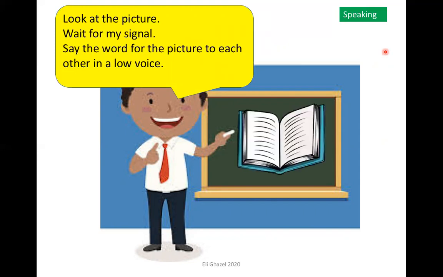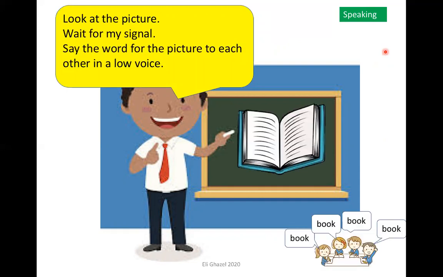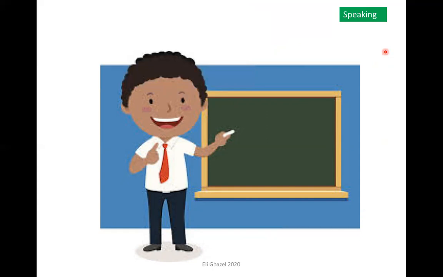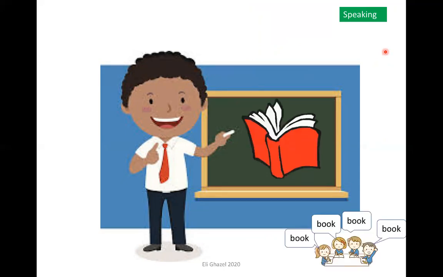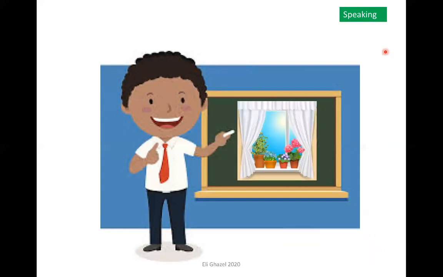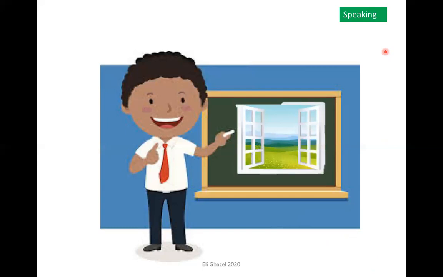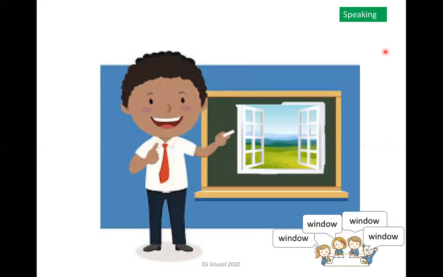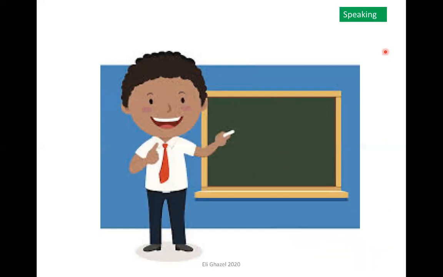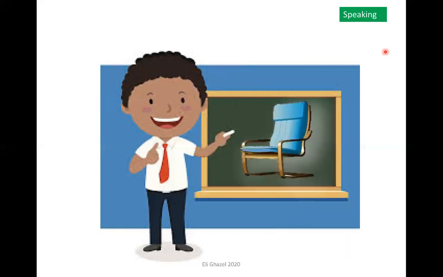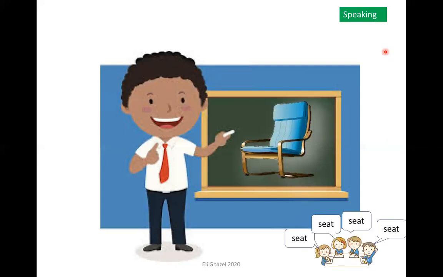Let's try it. You put a picture of a book, you signal, and the kids will say book. You remember, you don't repeat the instructions for every picture, only when you start. You put a picture, you signal, and the kids will say book. You put a picture, you signal, and the kids will go window. You put a picture, you signal, and the children will go window. You put a picture, you give a signal, and the children will say seat.